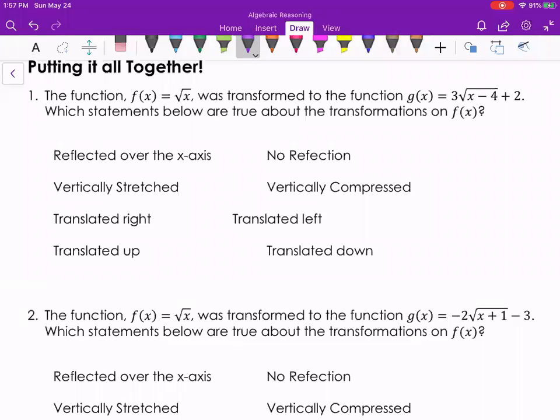All right, hi guys, here is part 2. We're going to put everything together, pull out all those different vocabulary words because of our equation.